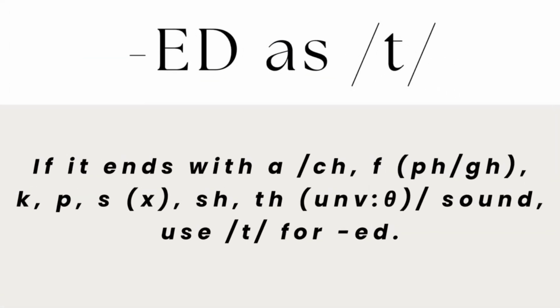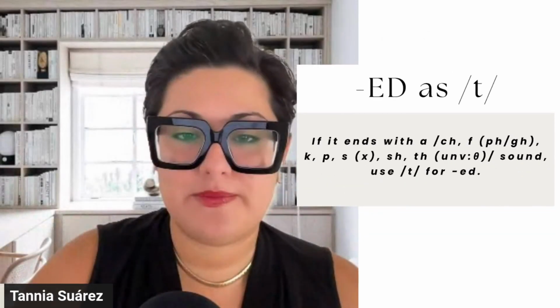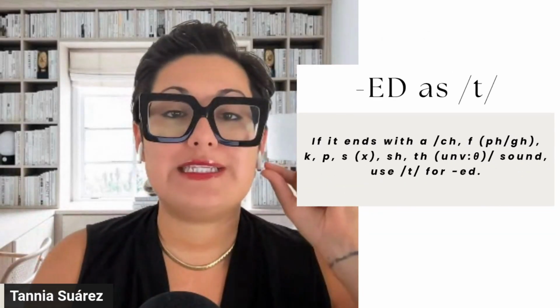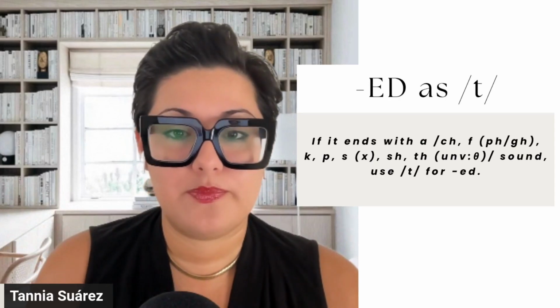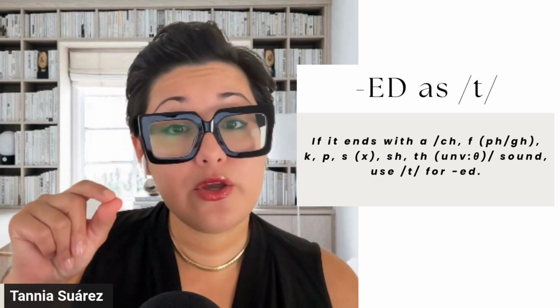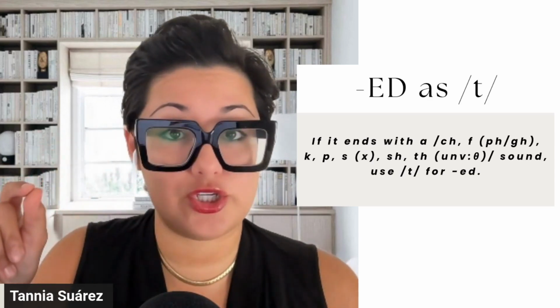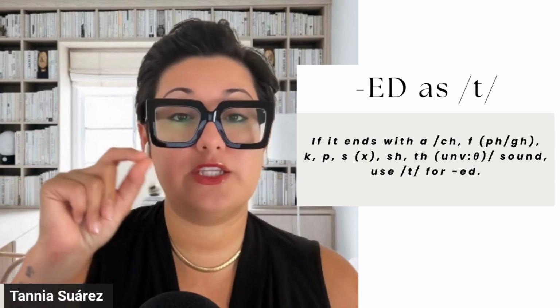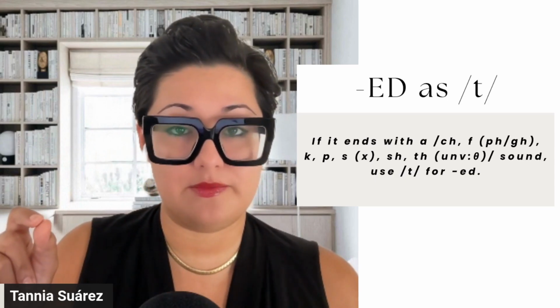Now the next one is we have the ED when it sounds like a T sound. Now the general rule for this one is if the original verb ends with, or the regular verb ends with a sound like these, you're going to use T. Now this is interesting because again, remember, it's the sound, not the spelling. So we have ch, we have the f, the F sound, but that could also be a word that ends with PH because that'll sound like F sometimes. And GH, that'll sound like F sometimes.